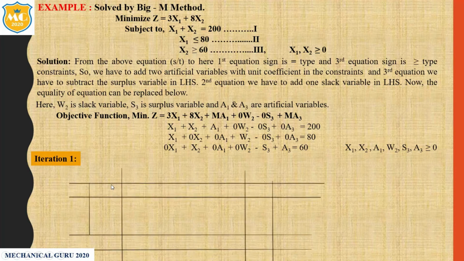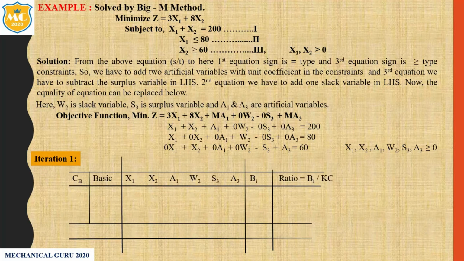Okay, this is the standard format. This is the basic variables, cost, here basic variable. So this value we have to write down objective function variables, x1, x2, A1, W2, S3 and A3. Clear? Next we have to write down this value, that is profit constraint, that is represented by Cj. Okay, 3, 8, M, 0, 0, M.